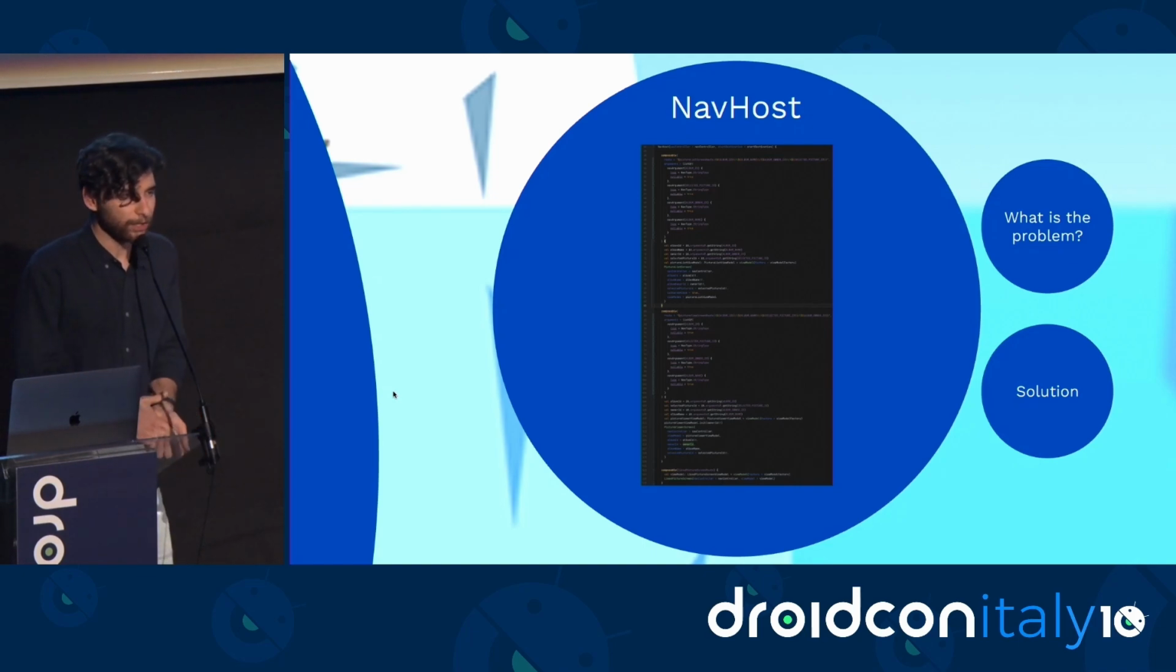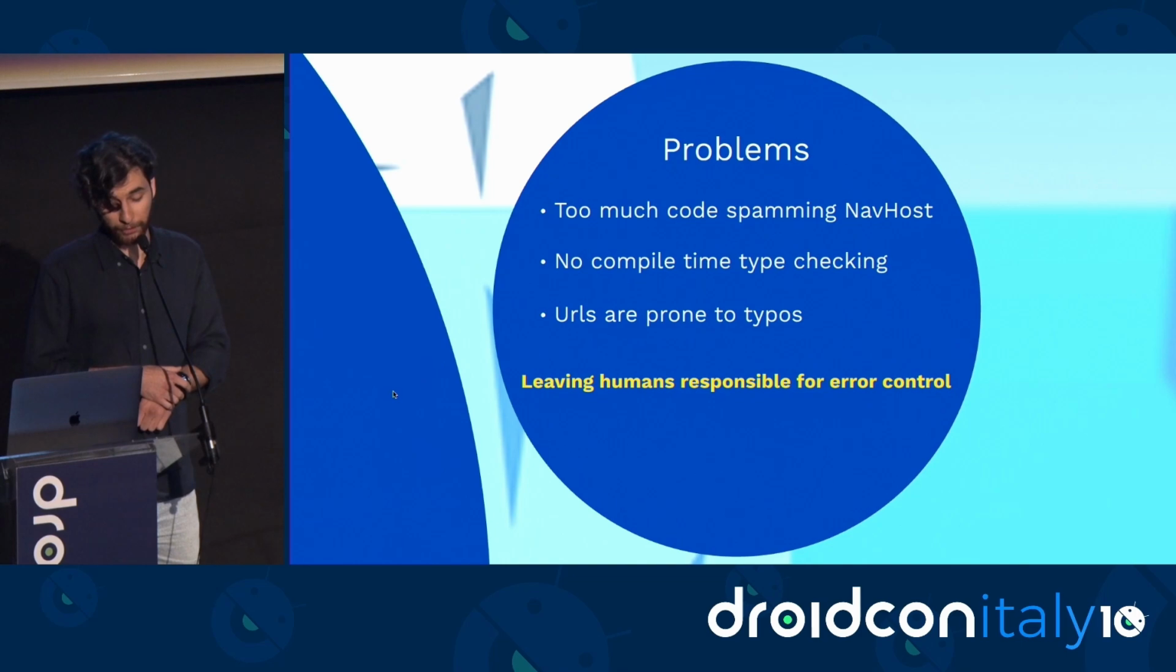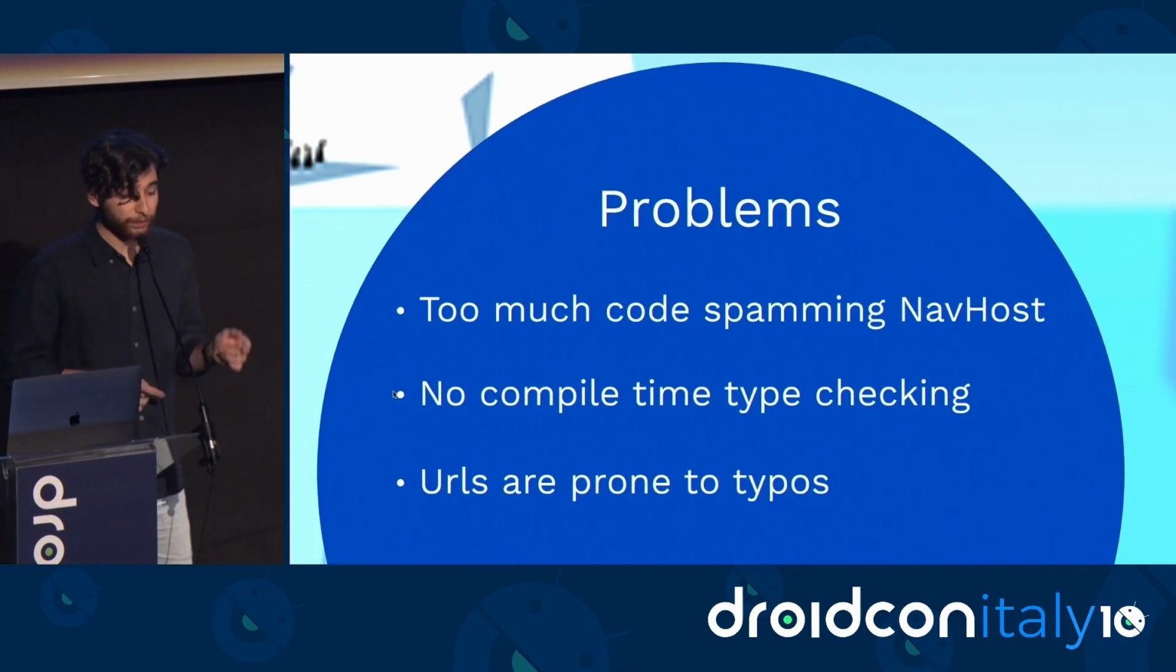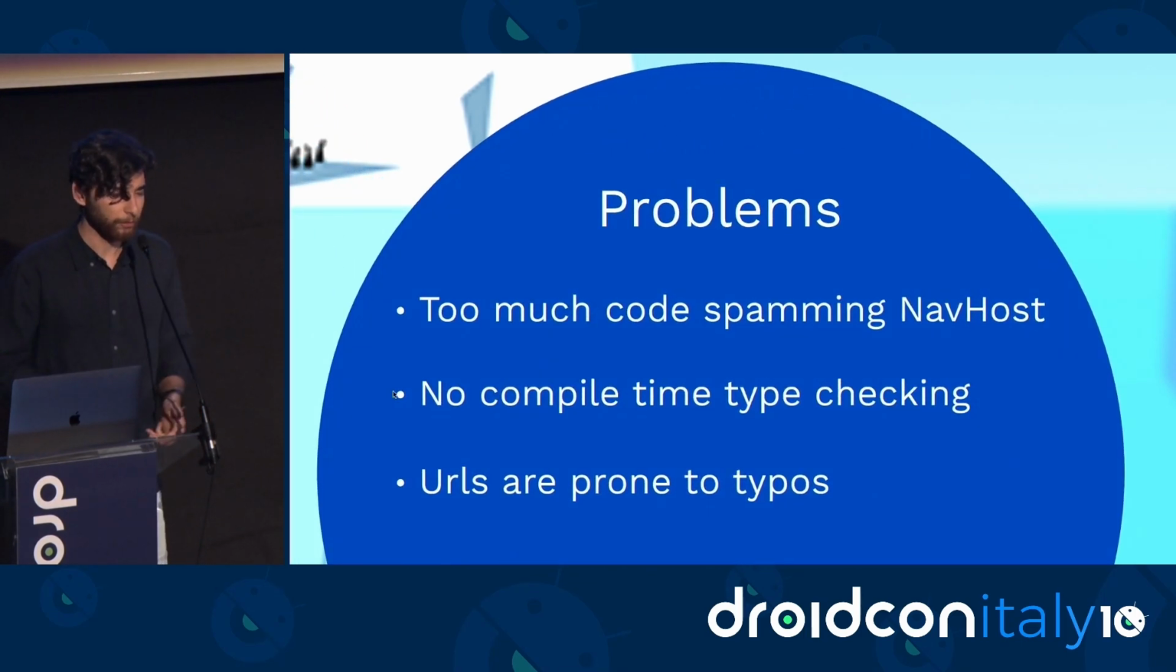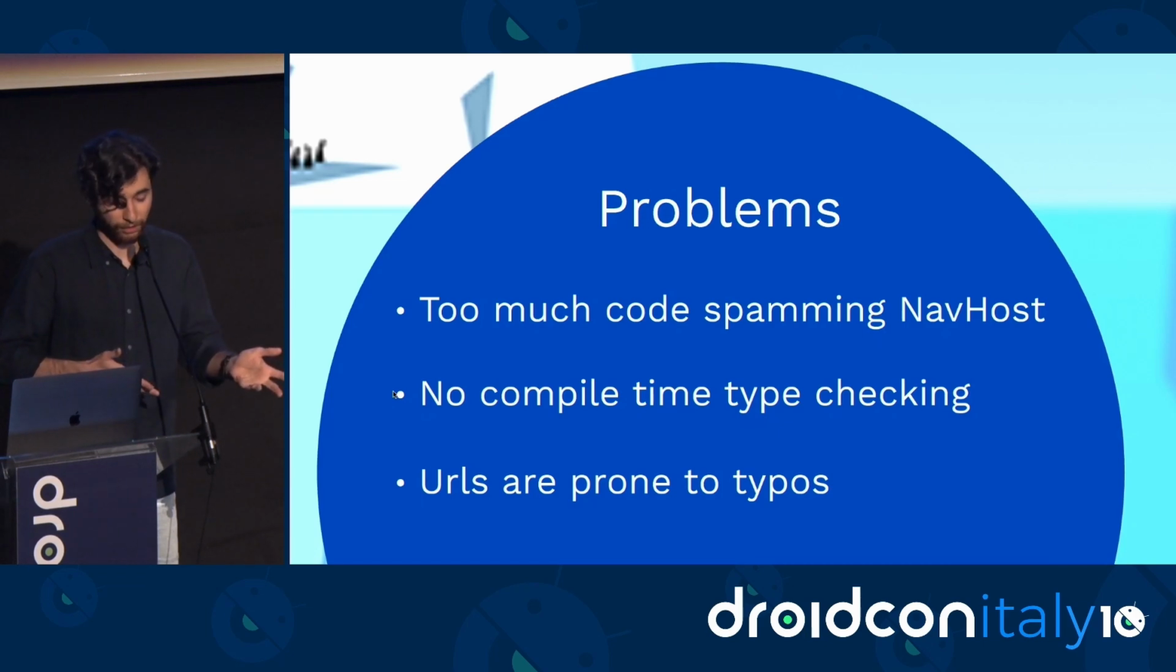But we are the kind of people that get annoyed by a lot of things. So by this point, looking at this Nav Host, we were annoyed. And here's the list of the problems that we were annoyed by. First of all, there's too much code spamming our Nav Host. I mean, we only have 3 screens with some arguments. Imagine you have 6 screens. Imagine you have 10 screens. It's going to be 200 lines of code for just declaring your composables, nothing else.